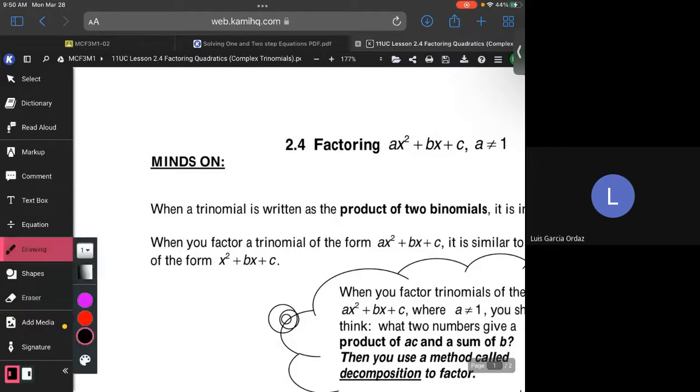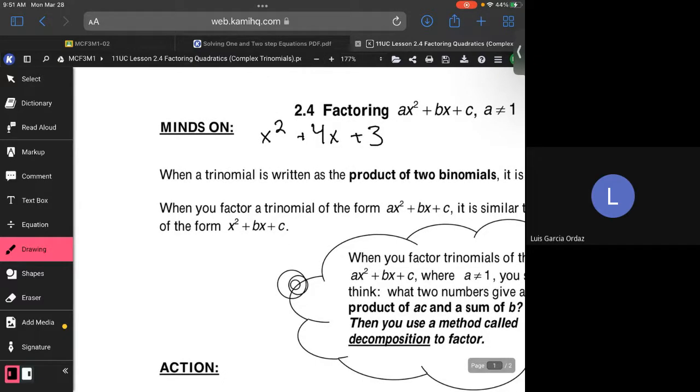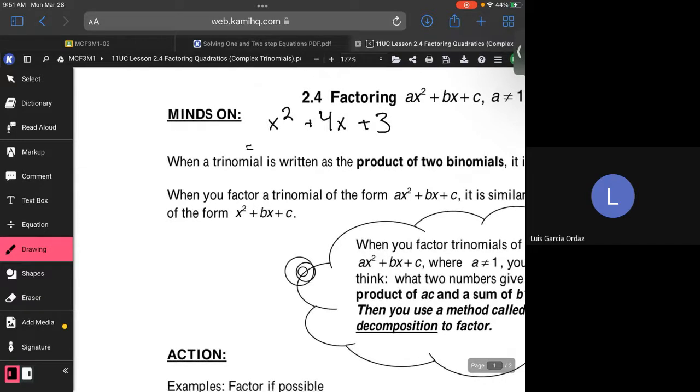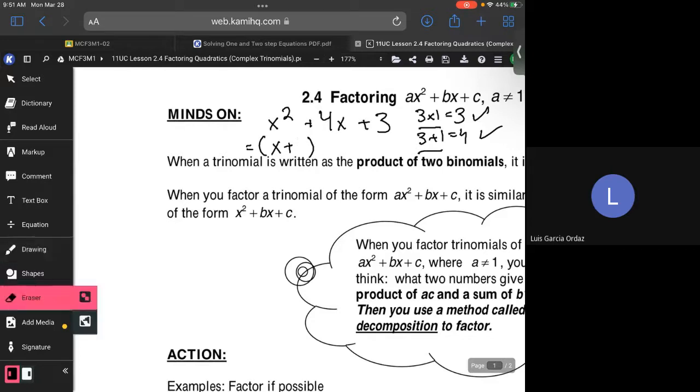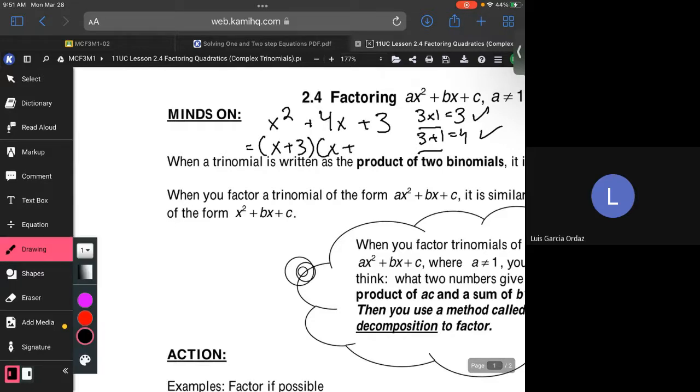Let's say I have x squared plus 4x plus 3. You can tell me how to factor that simple trinomial. X squared plus 4x plus 3. Ashton. Yep. Good. So what are my factors going to be? Nope, not x plus 4 and x plus 3. What numbers did we use? Oh, 3. Yeah. So it's going to be x plus 3 and x plus 1.